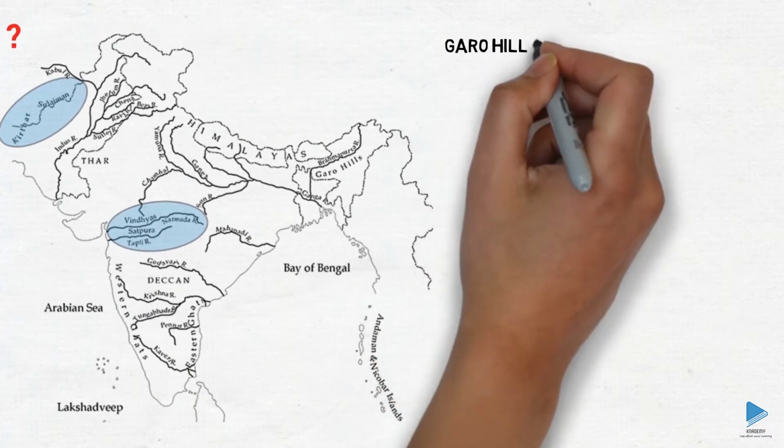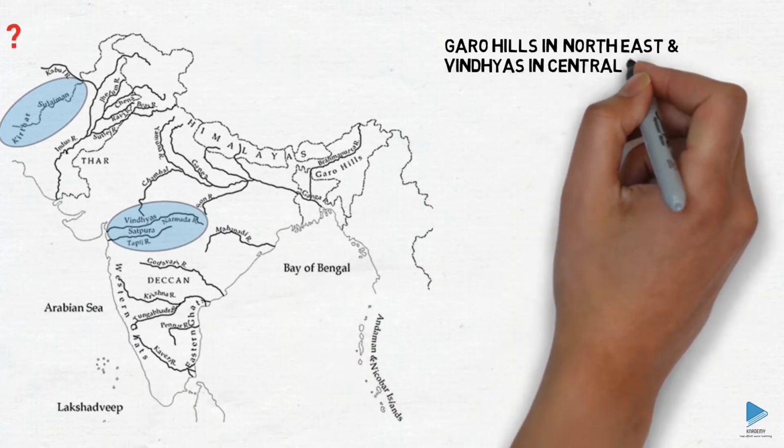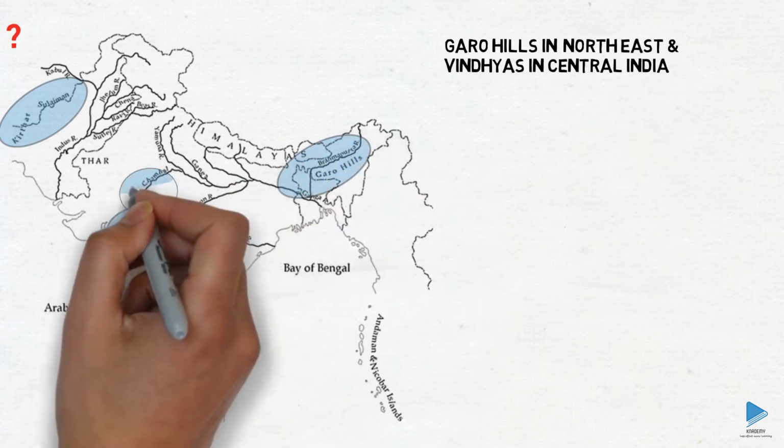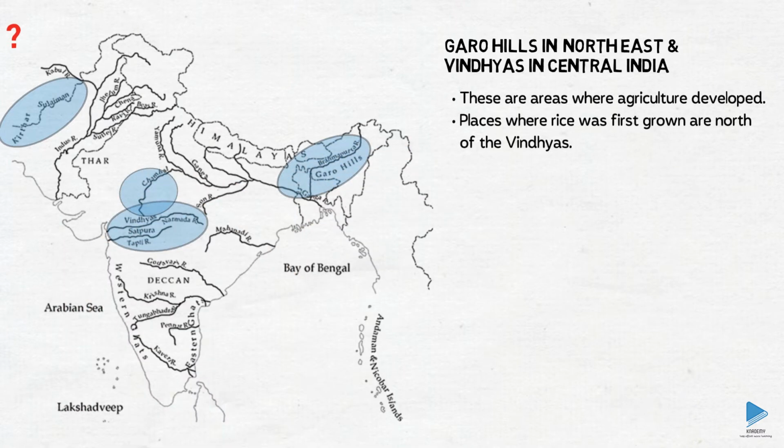Next, we find Garo hills in northeast and Vindhyas in central India. These are the areas where agriculture developed. Rice was first grown in the north of the Vindhyas.